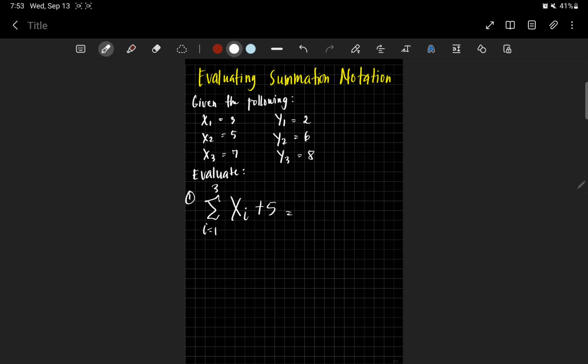Okay, for the second example, you have here the summation of x sub i plus 5 from 1 to 3. Okay, so on this part, if we are going to expand this summation notation, you will have x sub 1 plus 5 plus, wait lang, datan ko lang yung sulat ko.